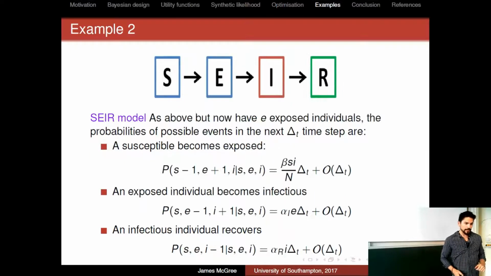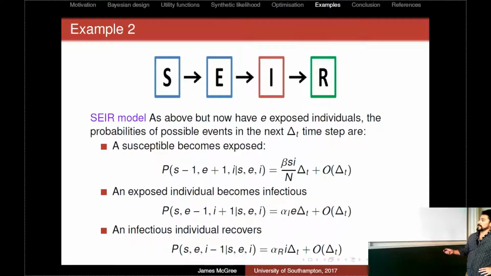If you look at the SEIR model, this model assumes that there's a latent time period where, once a pig is exposed to the disease, there's a bit of time before they become infectious. So these are how the probabilities are defined in this model, and it's quite similar, but now the susceptibles go to exposed, the exposed go to infectious, and the infectious recover. It's always that sort of pattern. But this model now has 3 parameters: beta, alpha I, and alpha R.